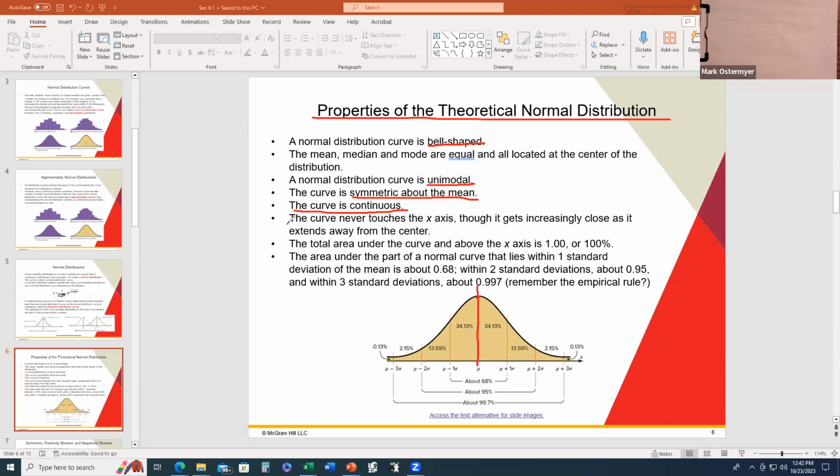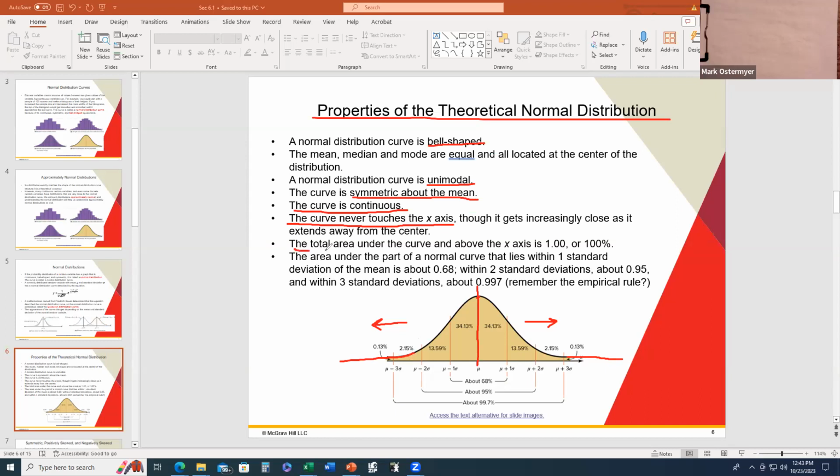The curve, we say, is asymptotic with respect to the x-axis, in the sense that the graph never touches the x-axis, although it does get closer and closer to the x-axis as we move in the negative infinity direction or the positive infinity direction. You can see that the curve is getting closer to the x-axis, but will never touch or cross the x-axis. Because of that, we call the x-axis a horizontal asymptote to the graph of a normal probability distribution curve.